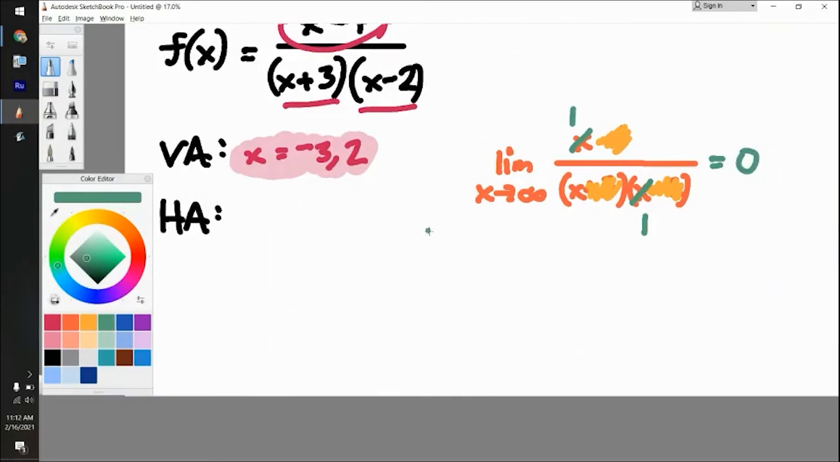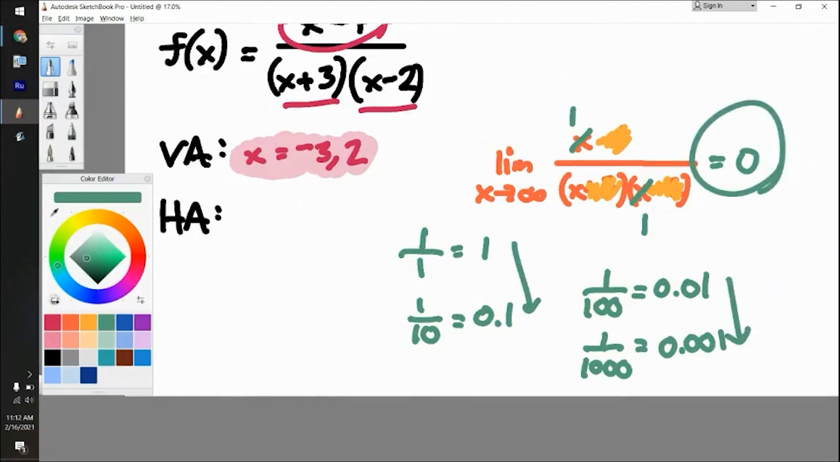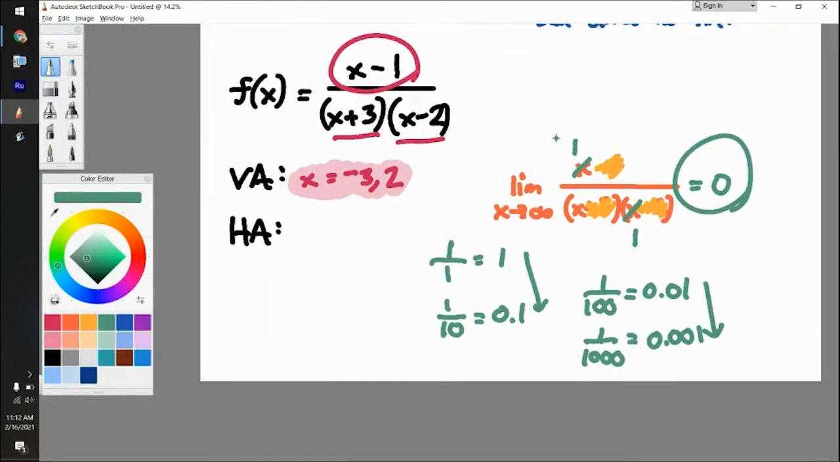Okay, let's think about it this way. If you had 1 pizza and you divided it by 1 person, that 1 person gets 1 pizza, right? What happens if you took that one pizza and divided it by 10 people? They could each get 0.1 pizzas, right? But what happens if you divide it by 100? What happens if you divide it by 1,000? We're not even close to infinity right now because we'll never be close to infinity. But do you notice the trend here? Where is this number going to? 0. It's getting closer and closer to 0. So, moral of the story, if the degree on the bottom is bigger, your horizontal asymptote is y equals 0.